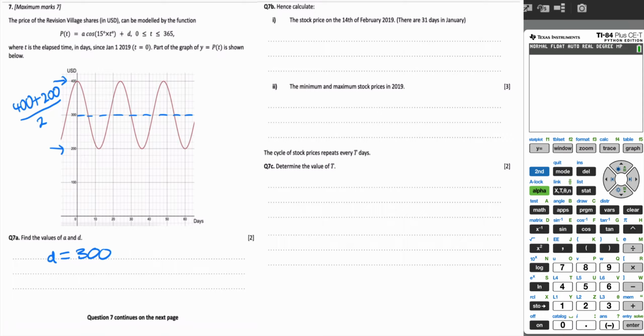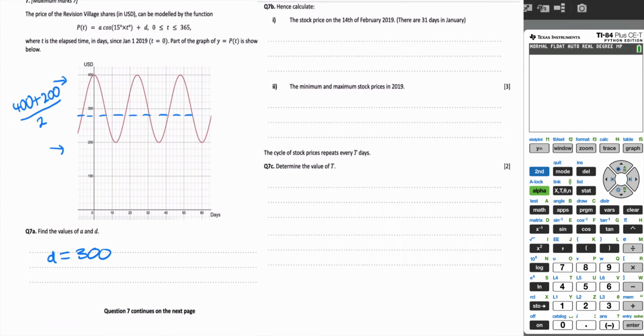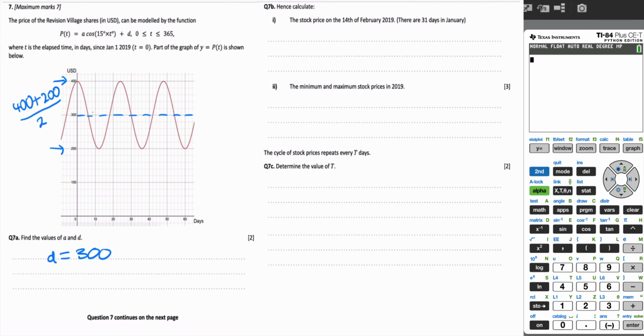And then we need to find A. So for part A, we can see that A is the amplitude. So this is the amplitude part of the equation. So we can say, how far up does the equation go? So we can see it goes from 300 to 400, and then it goes from 300 to 200. So each time that is a difference of 100. So we now know that A is 100. So D is equal to 300 and A is equal to 100.